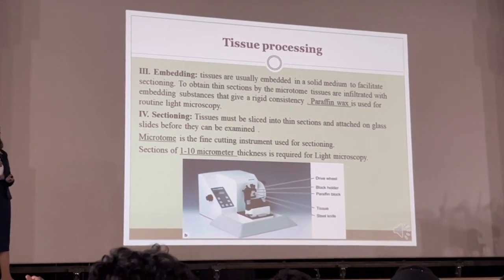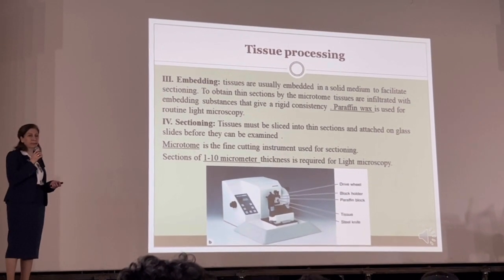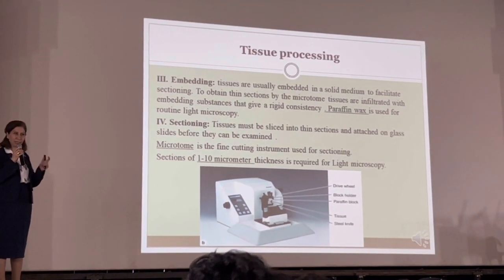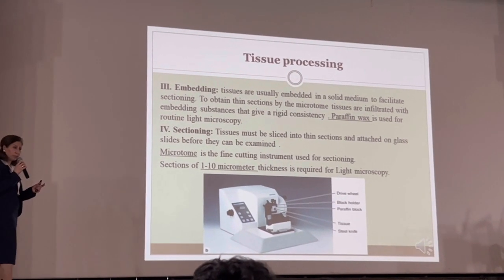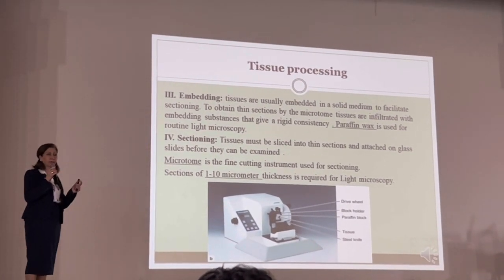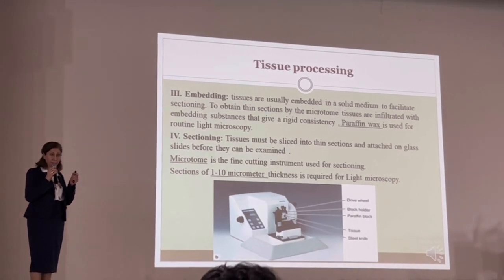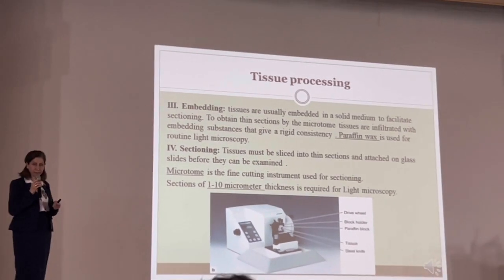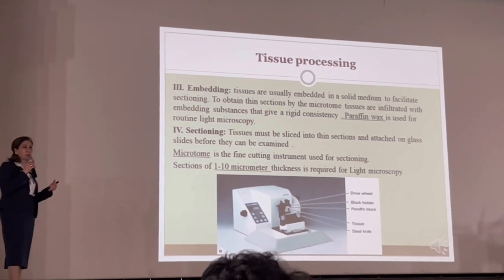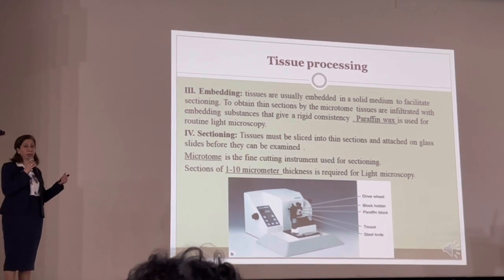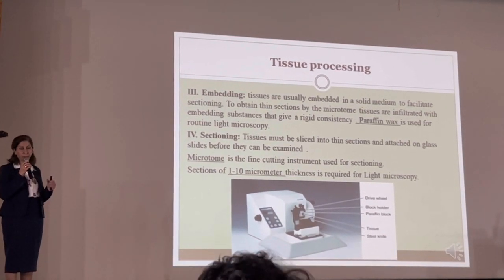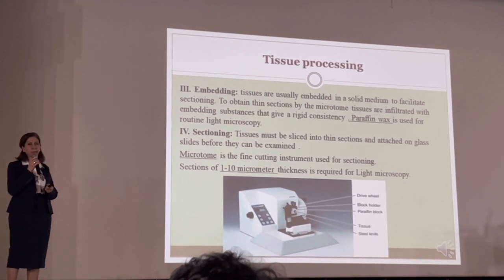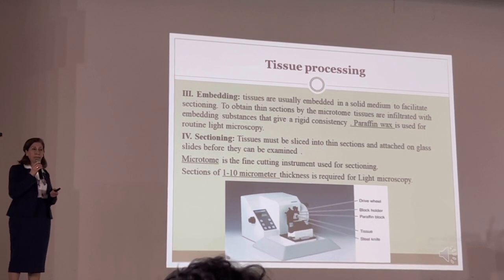For electron microscope, we use plastic resin, like epoxy, which is a glue-like material that hardens very quickly, and it is very hard. Scientifically it is called plastic resin. And this plastic resin is used for embedding tissue for examination by electron microscope. In the light microscope we use paraffin wax, and for the electron microscope we use plastic resin.